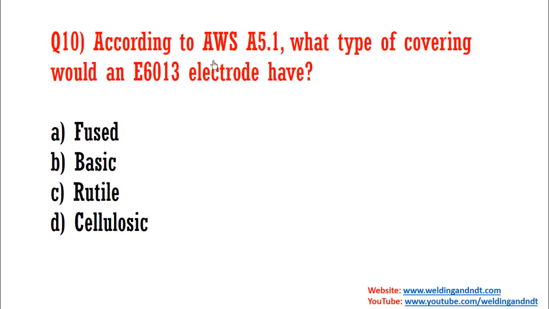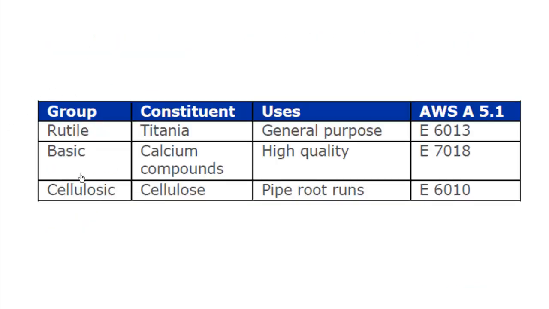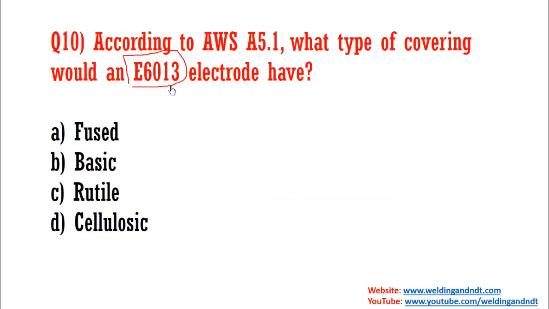Question number 10. According to AWS 5.1, what type of covering would an E6013 electrode have? In the welding consumables chapter of CSWIP, I had explained this. Covering is nothing but the covering of flux. So there are three groups of covering. One is rutile, second one is basic, and third one is cellulosic. The E6013 belongs to the rutile group, E7018 belongs to the basic group, and E6010 belongs to the cellulosic group. So it is asking E6013, hence it is rutile. Question number 10, option will be C.